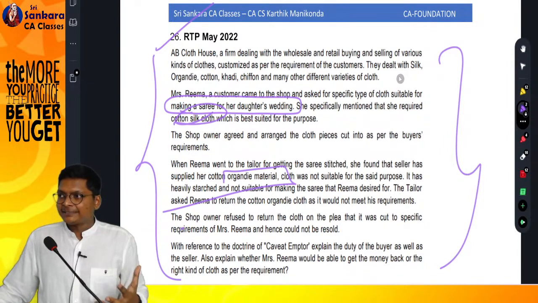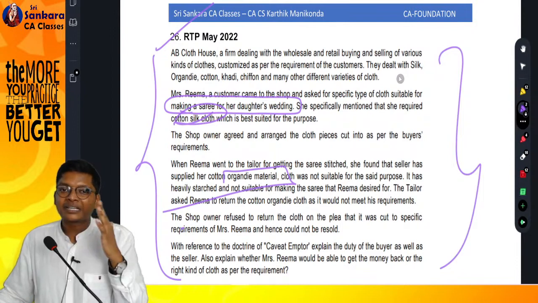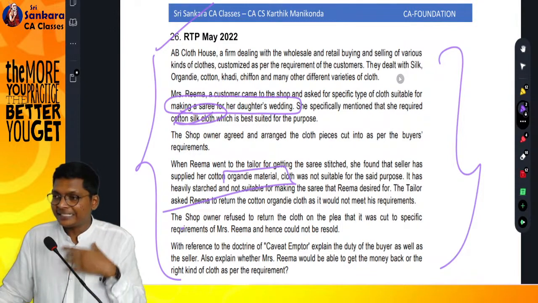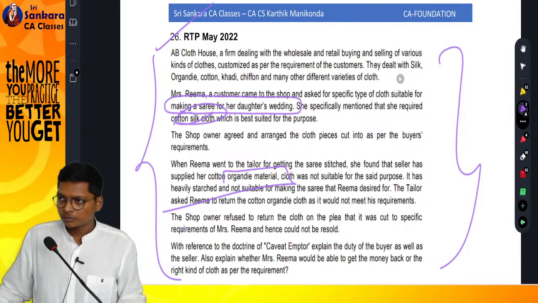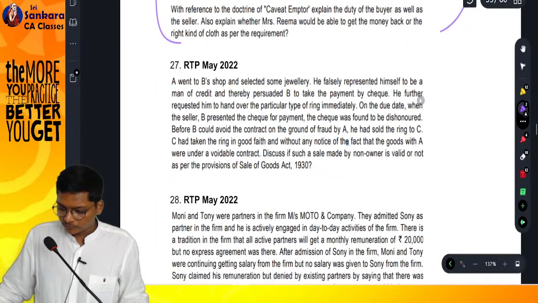We dictated the answer also. For those who missed the class, I am doing a quick revision. Anybody wants me to repeat, I will repeat. Anyone? I will draw and show the answer. Fine. Next.